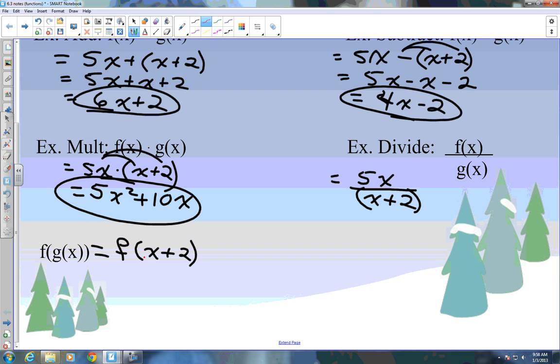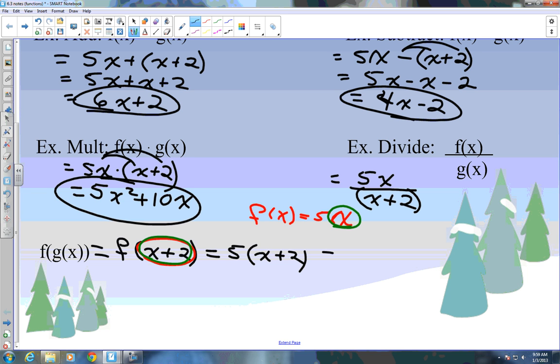Okay, so what I'm going to do, I'm going to look here. Here's x plus 2. I'm going to rewrite f of x so we can keep it where we can look at it. F of x was 5x. Okay. So this is f of x plus 2. So where there's an x, I'm going to substitute x plus 2. So this is just 5 times x plus 2, because instead of x, I have x plus 2.